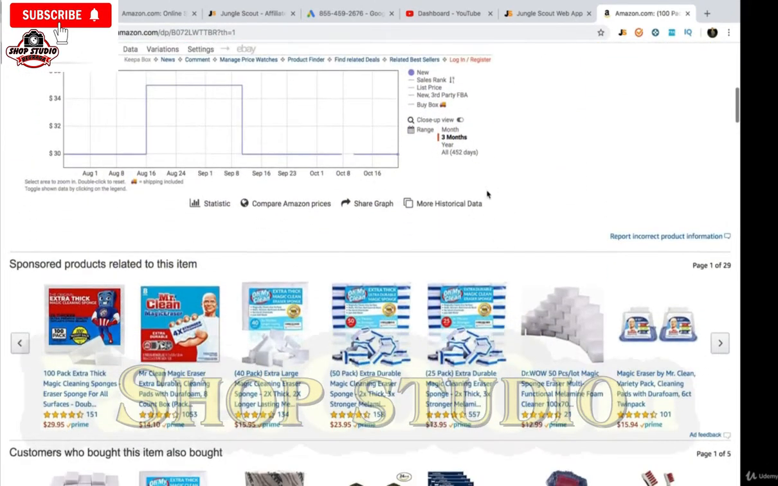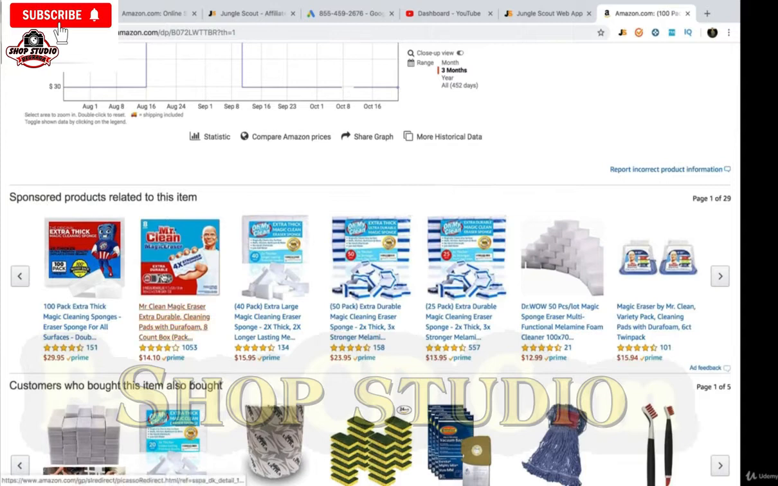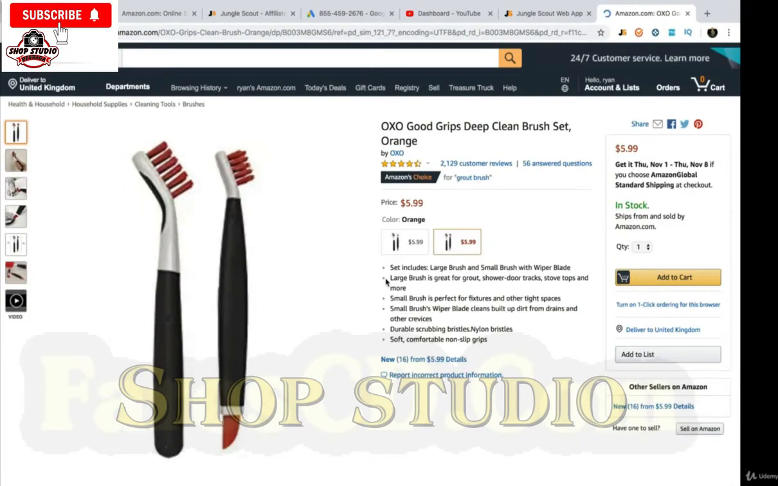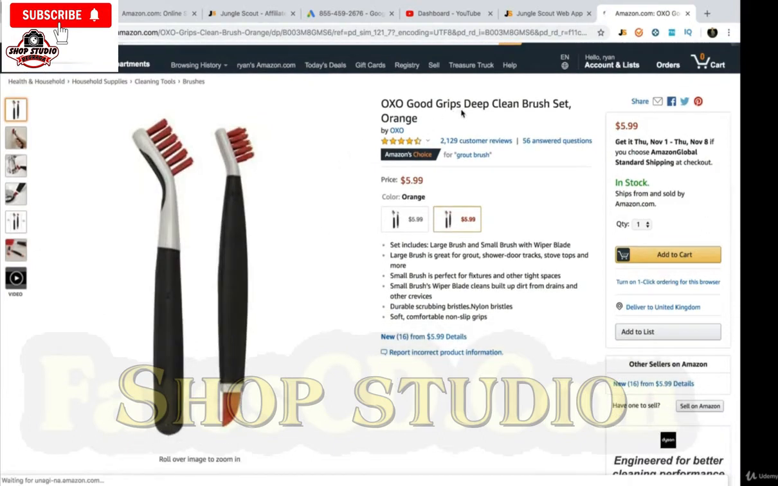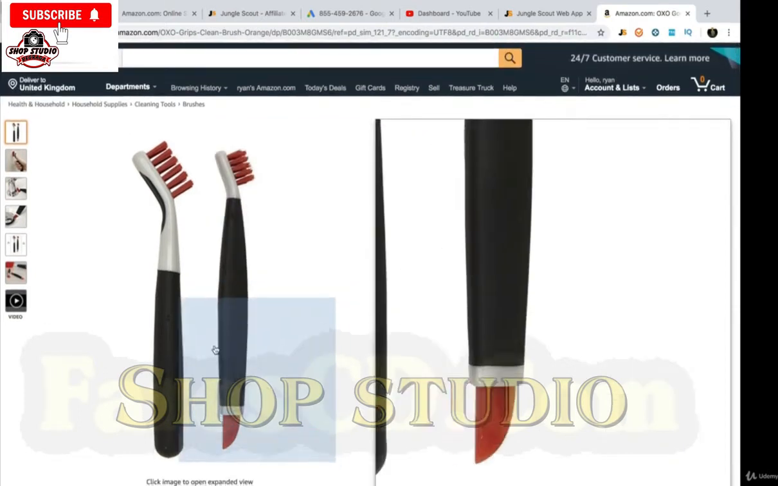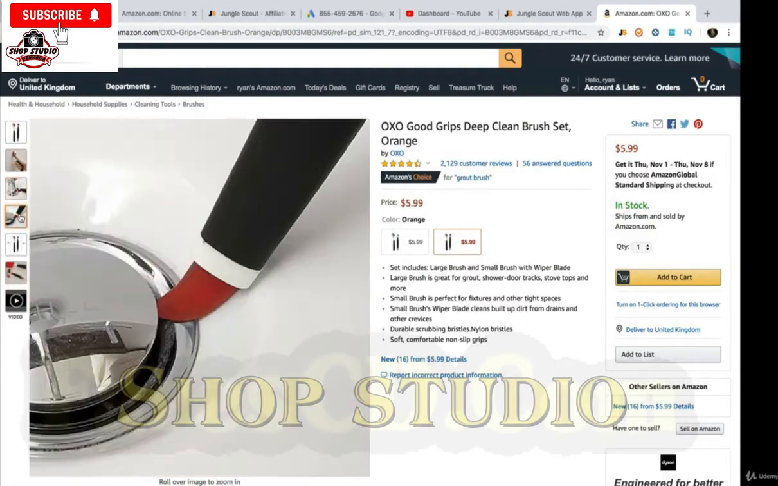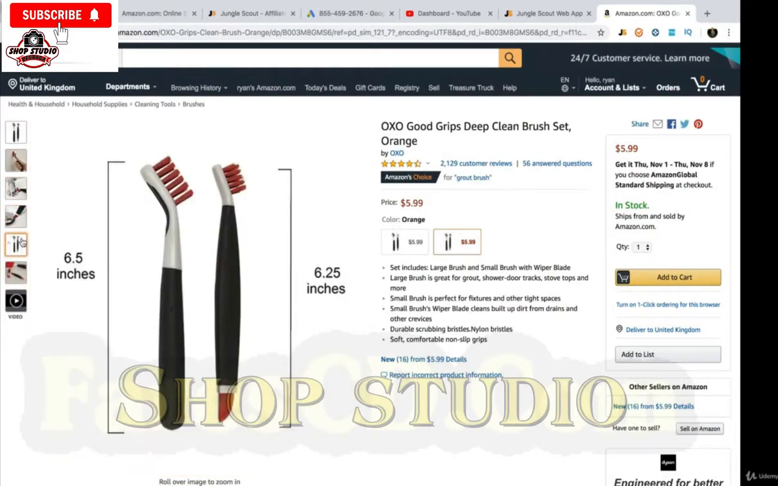The only problem would be that if you look at sponsored products that relate to it, you can see there's quite a lot and it'd be very hard to differentiate yourself. But what I also want to look at now is what customers who bought this are also looking at or buying. So from what I see here, it just looks like more sponges. Okay, what's that? Good Grips deep clean brush set. Okay. Okay, so that has some potential.